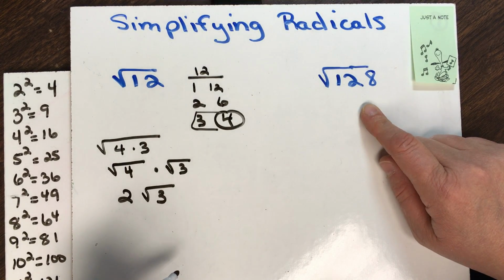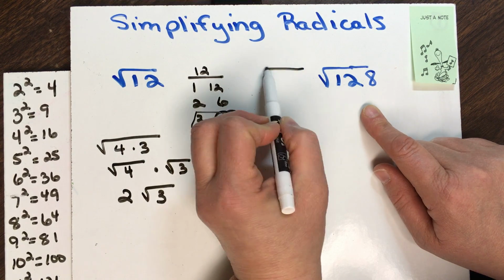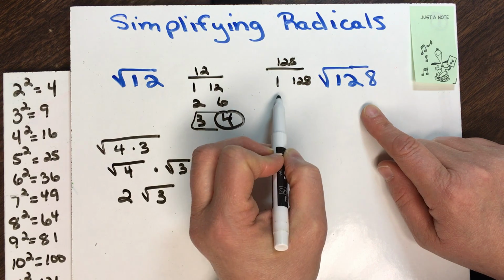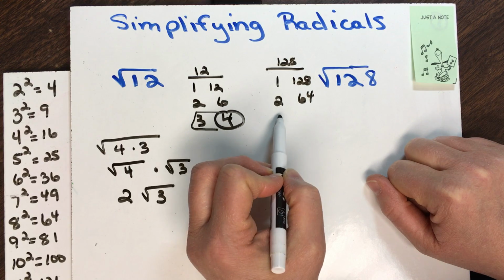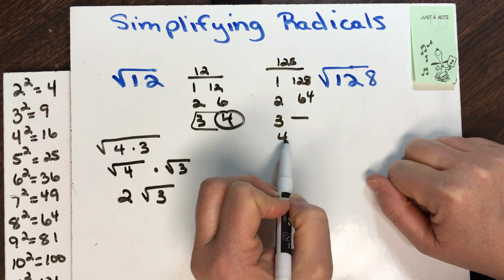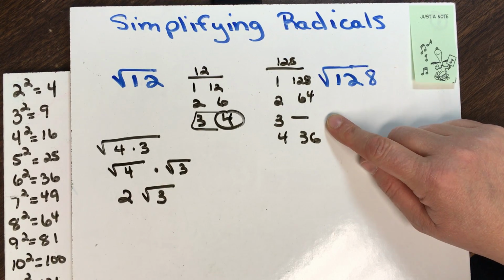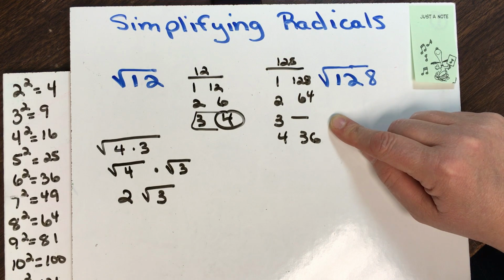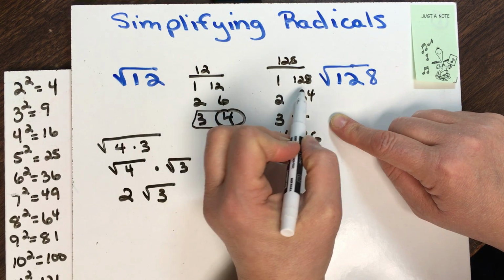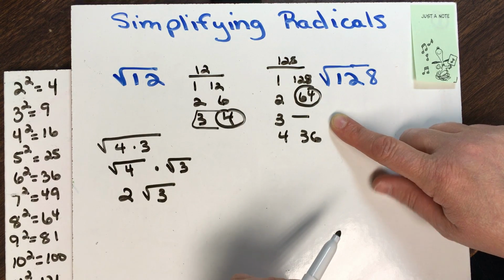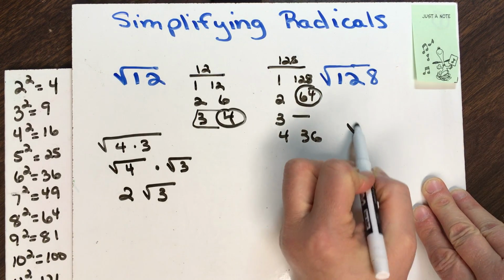All right, let's come over and do 128. So my factors are 1 and 128, 2 and 64, 3 doesn't work, 4 and 36. So I want to find my largest perfect square in all of these numbers. As I'm going down my list, I have 4, that's here, 36 is here, and 64 is here. So this is my largest.